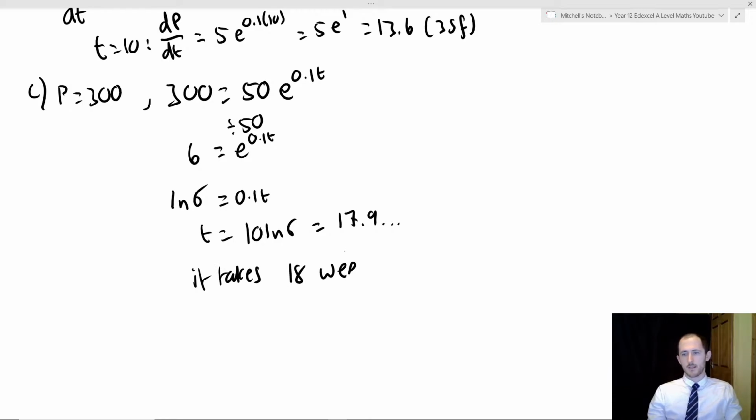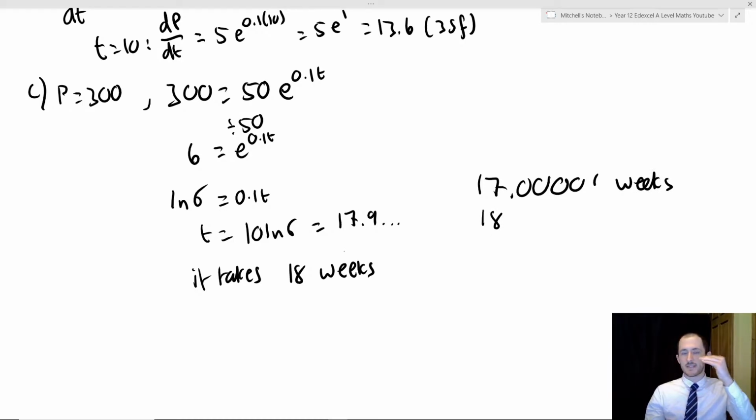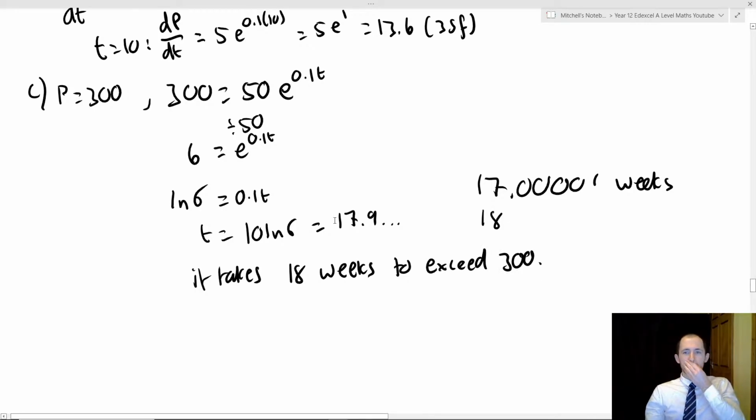18 weeks. And what I mean by always round up is if this number was 17.00001 weeks, you still round to 18. Because it's taking 17 weeks and a bit. So how many total weeks does it take? It takes the next number up. There you go. 7 marks. Not too tricky, hopefully.